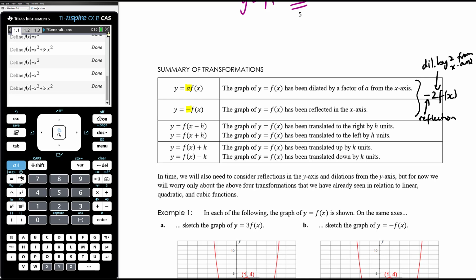f of (x minus h), the graph is translated to the right by h. Okay, so just a bit of a cautionary tale there. x minus h is to the right by h. Okay, x plus h is to the left by h. Whereas f of x plus k is much more intuitive. Adding on k translates the graph up, and subtracting k translates the graph down. So it is this one that we just want to be a bit cautious about. As I said, we'll add in dilation from the y-axis and reflection in the y-axis when that becomes necessary with our functions down the track.